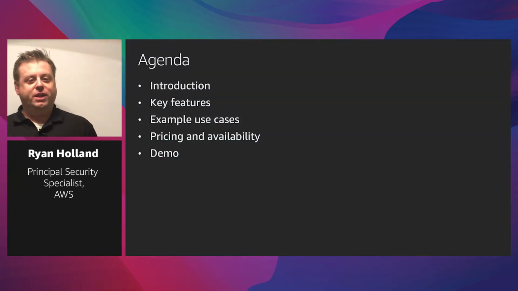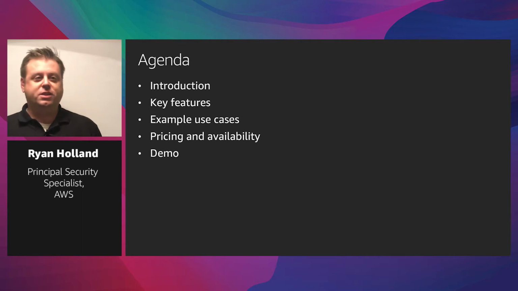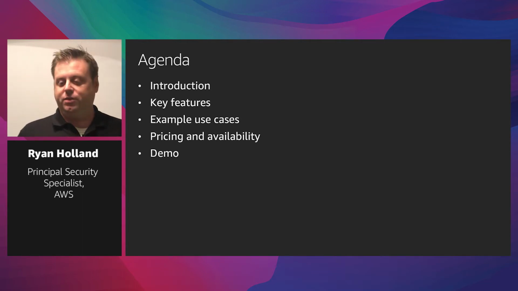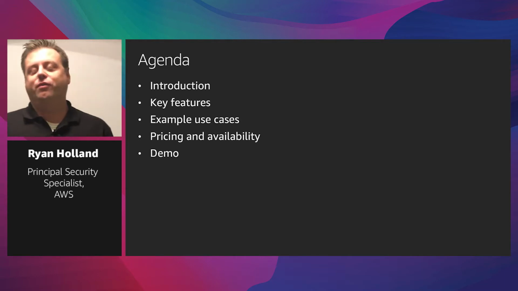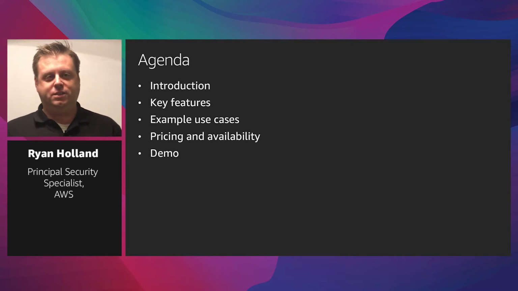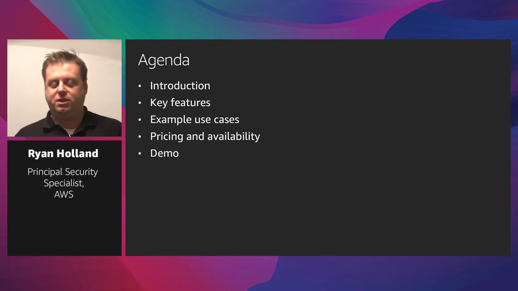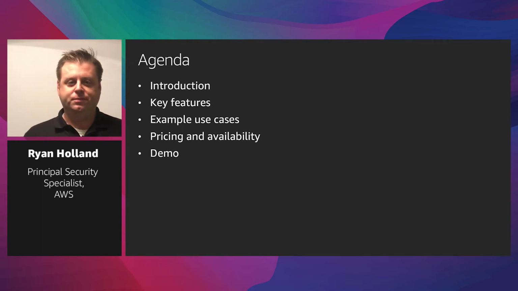For a high-level agenda, we'll start with a quick introduction of the service, go through some of the key features and functionality, a couple of the key use cases that we're seeing customers leverage Amazon Macie for, as well as discuss some of the new pricing and region availability that we have with the new version of Macie. And then lastly, I'll walk you through a very quick demo that shows how easy it is to set up and deploy Macie across an entire AWS organization.